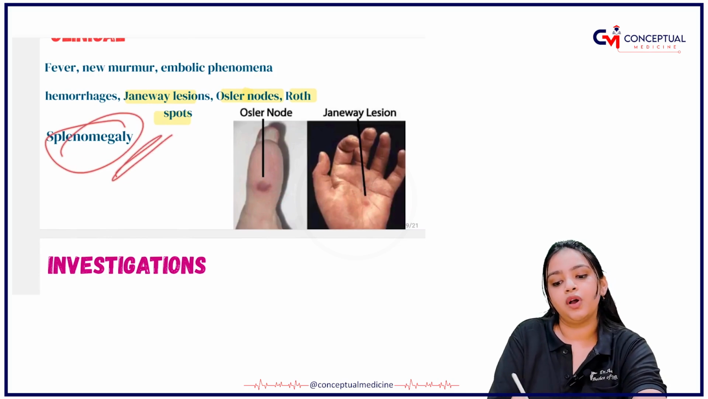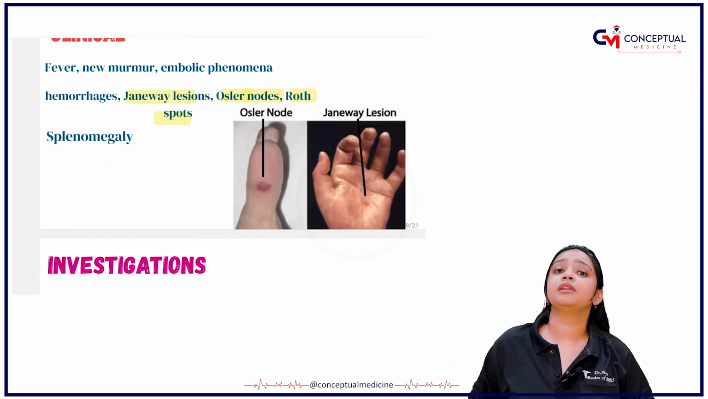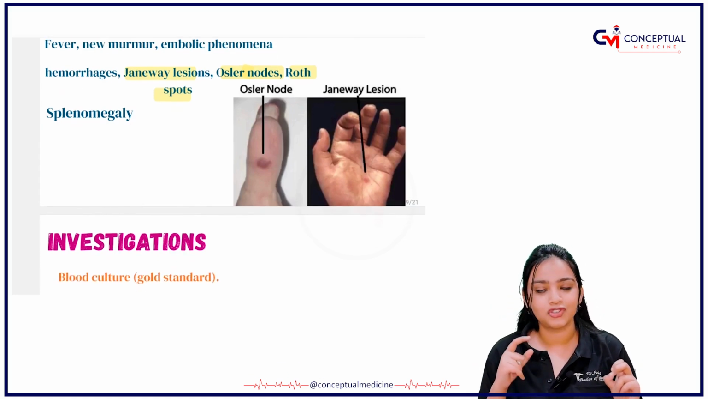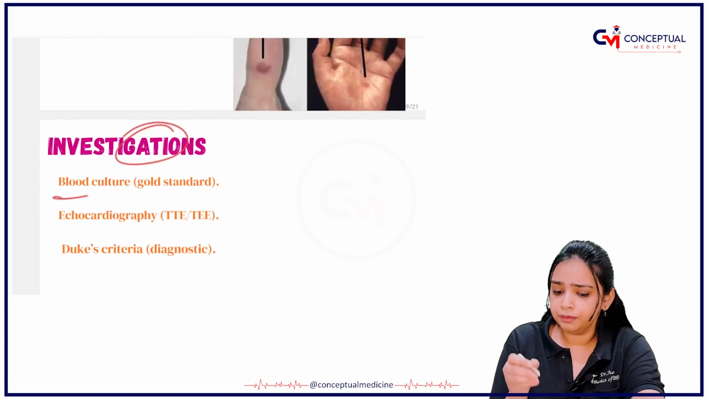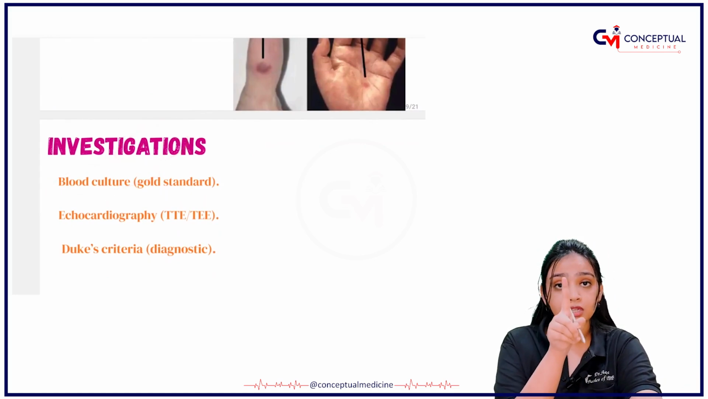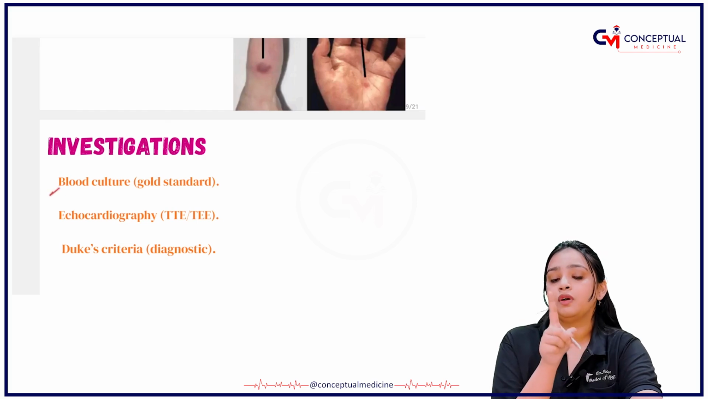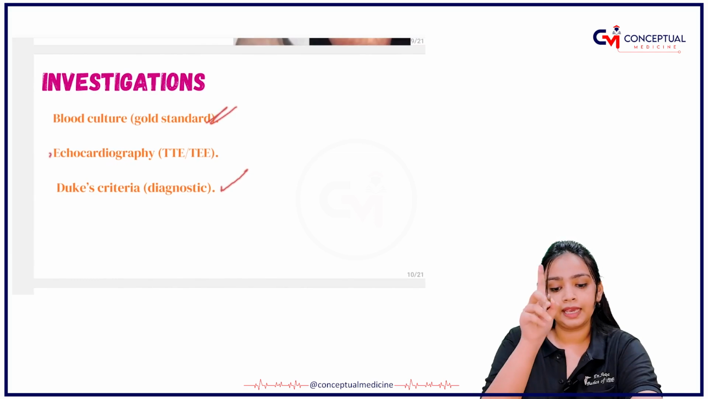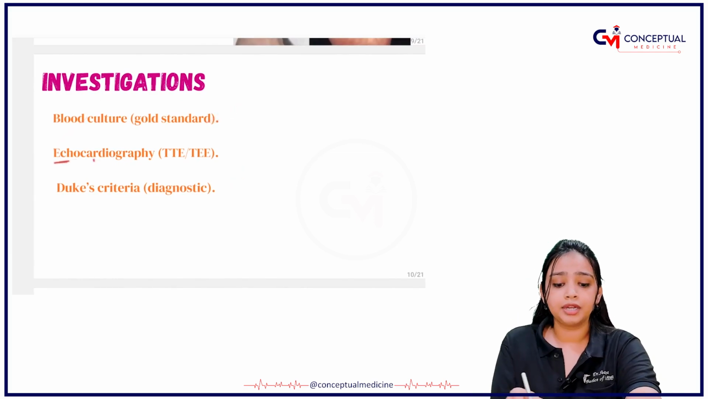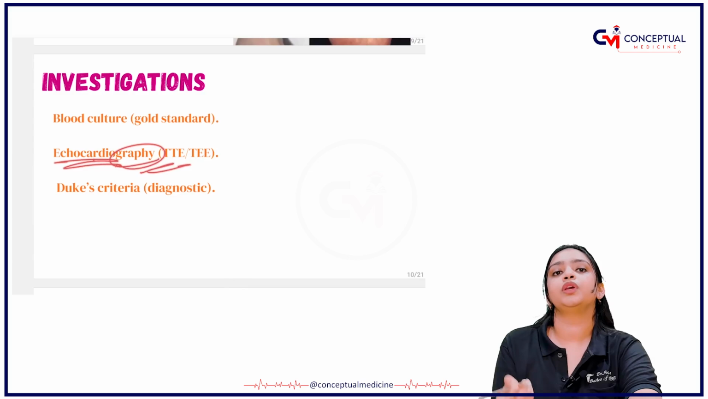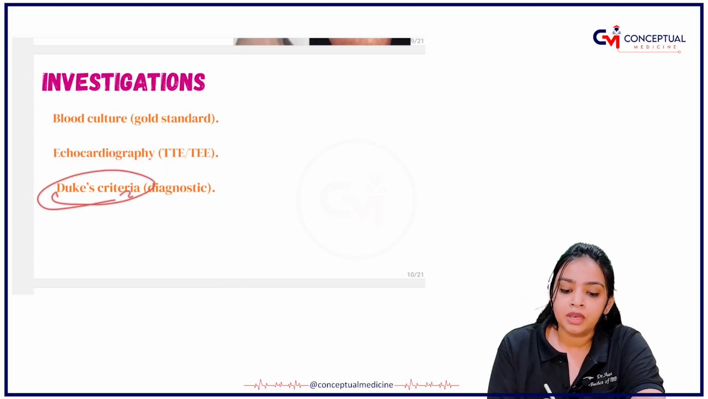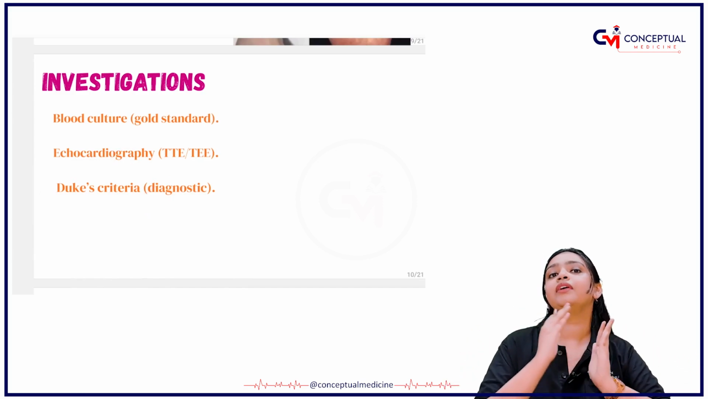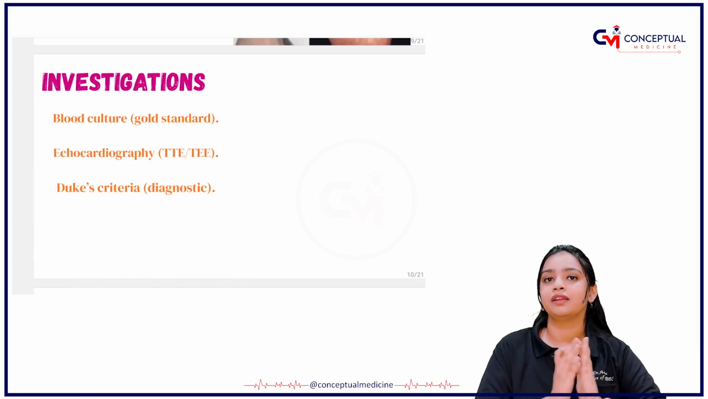The patient will also have the splenomegaly. What is splenomegaly? It is a condition in which the spleen of that person is getting enlarged, right? What are the investigations you will order? Blood culture, first investigation that should come to your mind is blood culture. That is gold standard. Okay. Second, since it is related to the heart, you will order the echocardiography, ECG. Then you have something called as a Duke's criteria, which is very, very diagnostic of this, right?